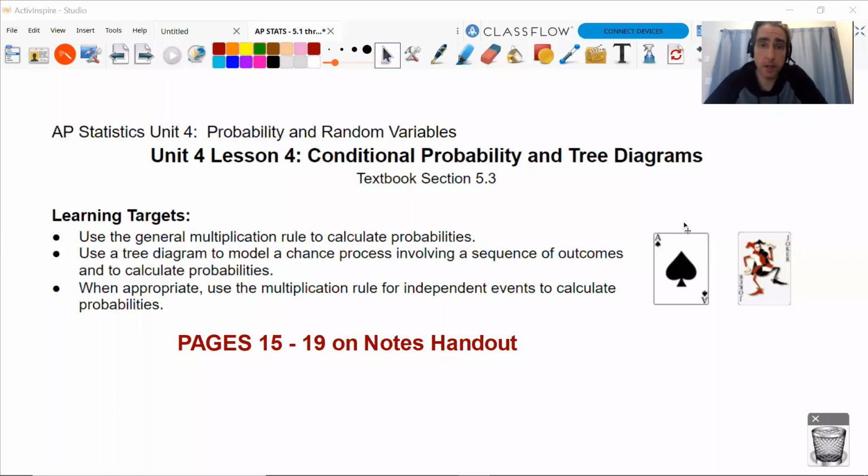Welcome to your last video on Chapter 5. This is from textbook section 5.3, and in your notes, it's 15 through 19 on the handouts you're going to get in class. Our learning targets today, we're going to talk about the general multiplication rule, use tree diagrams to calculate probabilities, and when appropriate, use multiplication rule for independent events.